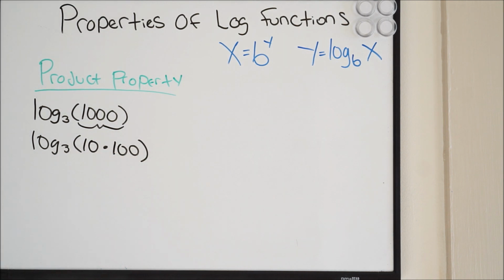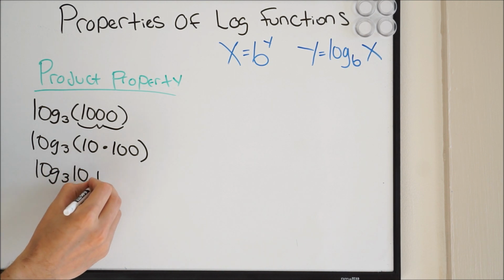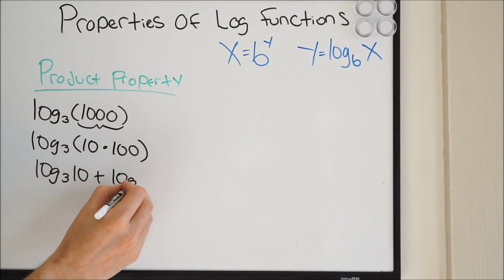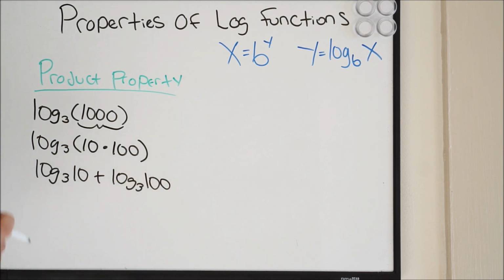Okay? And notice here that I had the same base and I'm multiplying. We know that when we multiply and we have the same base that we add. So I can rewrite this as log base 3 of 10 plus log base 3 of 100. Okay, and this is the same as this, in properties of log functions. So that is the product property, okay?